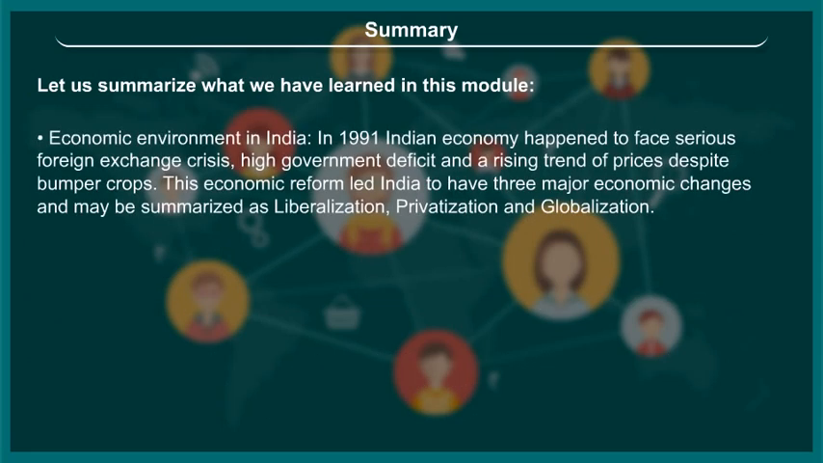Economic environment in India. In 1991, the Indian economy happened to face a serious foreign exchange crisis, a high government deficit and a rising trend of prices despite bumper crops. This economic reform led India to have three major economic changes, which may be summarized as liberalization, privatization and globalization.